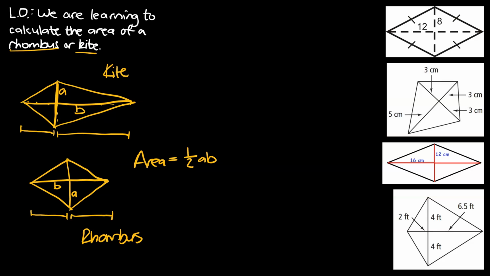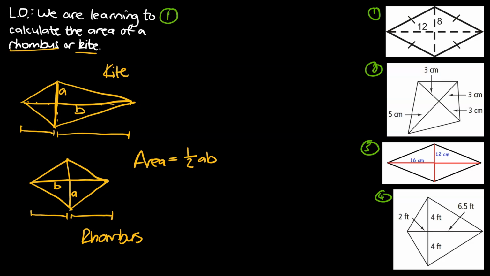So now that we've got an idea what's the difference between a kite and a rhombus, we're going to go through the 4 examples. We're going to identify whether or not each one is a kite or a rhombus, and then we're going to go through and calculate the area of each of them. So we'll just label all the question numbers. So we've got 1 up there, then we've got 2, then 3, then 4. So let's start off with number 1.